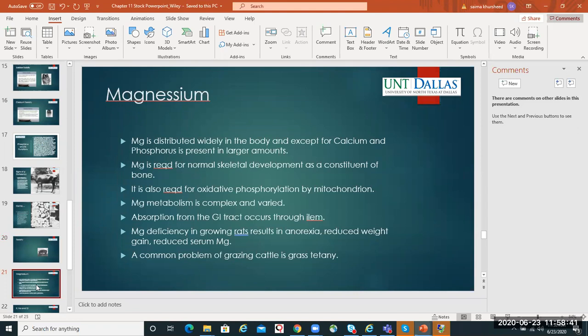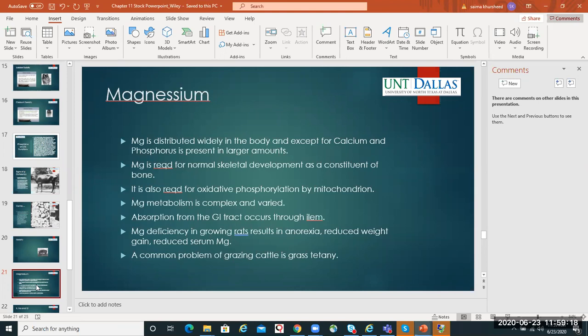So moving to magnesium, it's distributed widely in the body, and except for calcium and phosphorus, it's present in larger amounts than any other minerals. About half of the body magnesium is in bones, at a concentration of about 0.5 to 0.7% of the bone ash. Magnesium in soft tissues is concentrated within the cells. The highest concentration is in the liver and skeletal muscles.